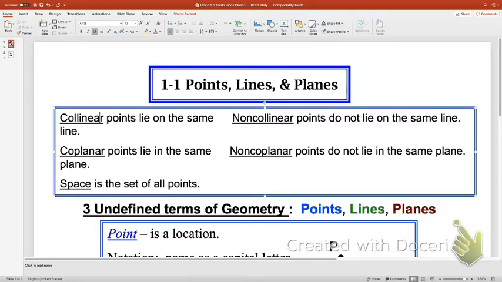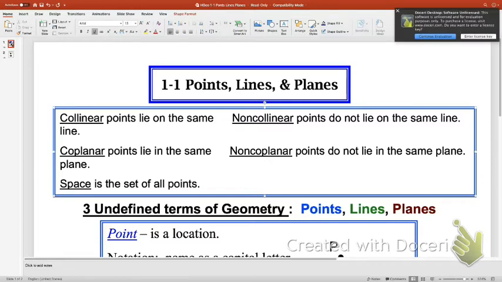Coplanar points are points that are on the same plane. And then she also has non-collinear and non-coplanar. You don't need to know those, but obviously they would be the opposite of collinear and coplanar. And then you may hear the word space come around, and that's the set of all points, whether they are collinear, coplanar, or non-collinear, non-coplanar. It's just everything.